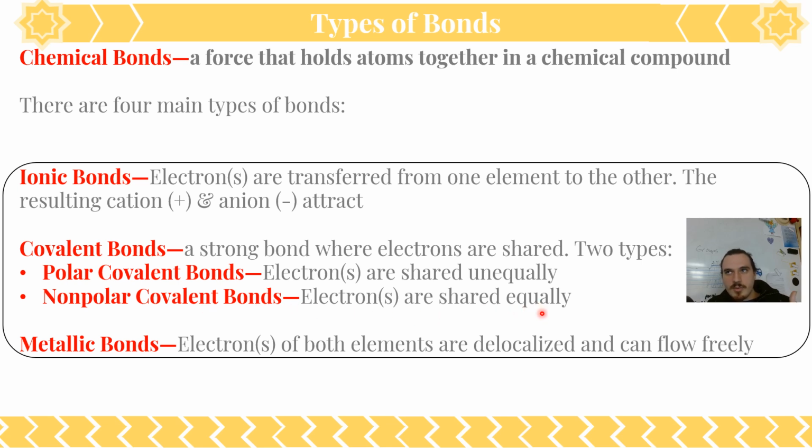You can think of this sort of like if you have a friend or a family member that you share things with, the sharing isn't always equal. Sometimes somebody gets more turns or more time with the thing that you are sharing. Same thing here with atoms. Sometimes one atom gets more time with the electrons than the other. The last type of bond is metallic bonds. This occurs between 2 metals, and the electrons of both elements are delocalized, which is a fancy word for spread out, dispersed. And these electrons can flow freely. They're not tied down to one particular atom.